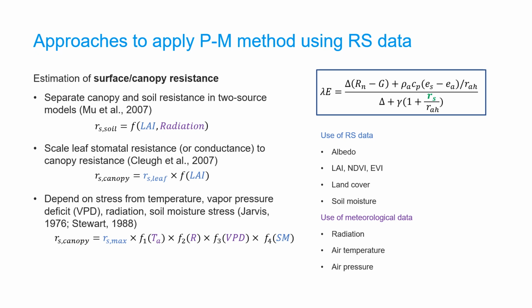For example, the earliest model is scaling stomatal resistance using leaf area index. Stomatal resistance depends on the type of vegetation, which is based on land cover data. Another model that is commonly used is Jarvis-Stewart, in which canopy resistance is a factor of maximum canopy resistance, and it depends on the stress factors from temperature, vapor pressure deficit, radiation, and soil moisture.